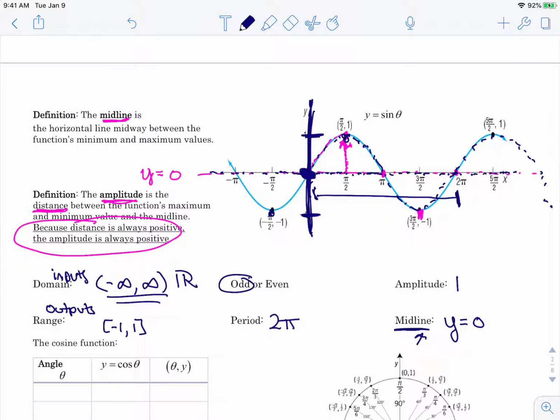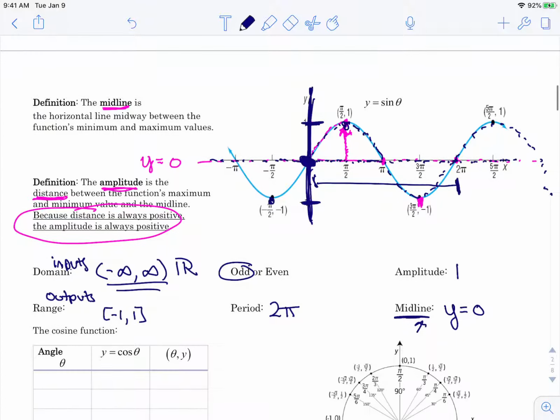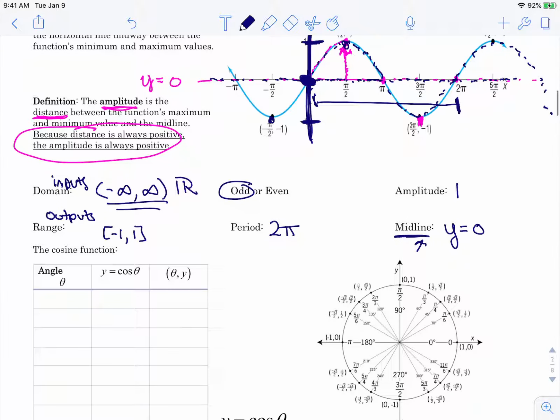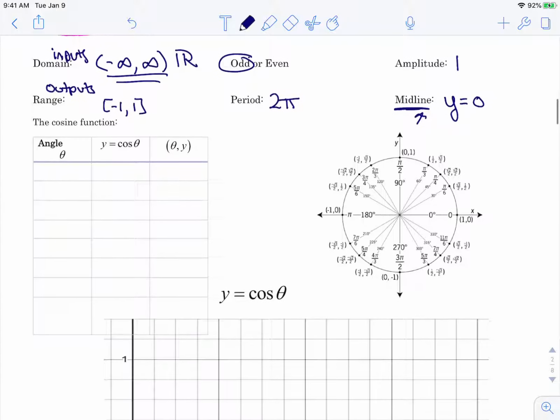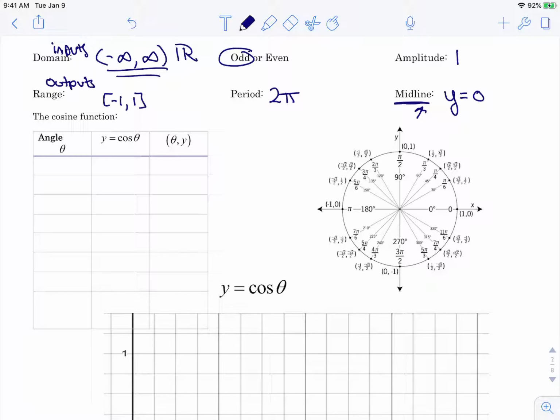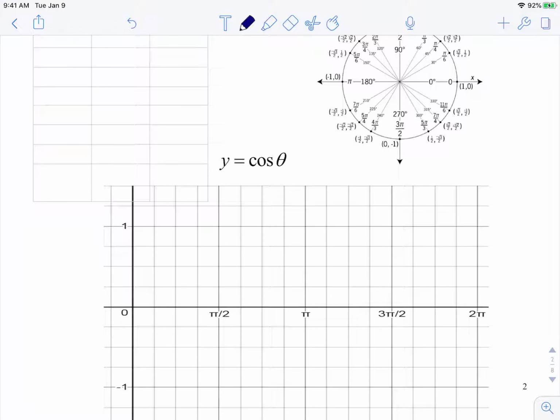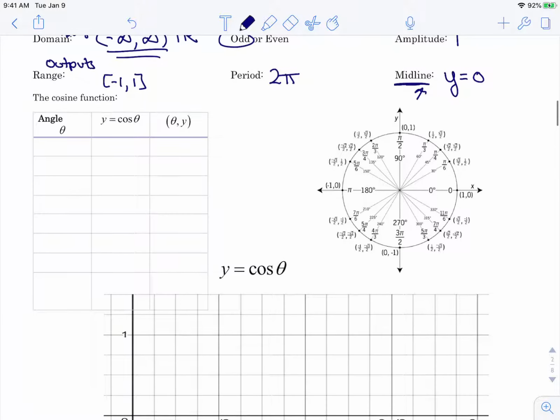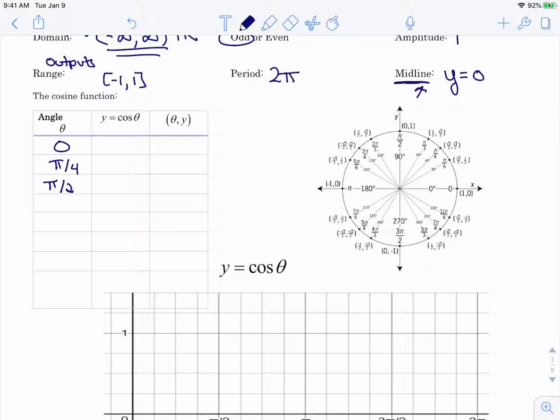All right, so now we're going to talk about cosine. And then we're going to talk about easy ways to graph these quickly. So we're going to do the same process with cosine. I'm going to go ahead and just choose some angles, but based on the scale that I gave us, I'm forced to choose the pi's over 4. So I have 0, pi over 4, pi over 2, 3 pi over 4, pi, 5 pi over 4, 3 pi over 2, and a full revolution, 2 pi.